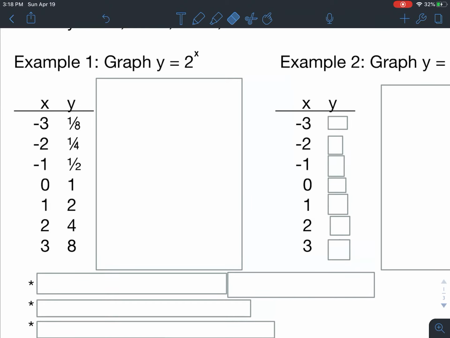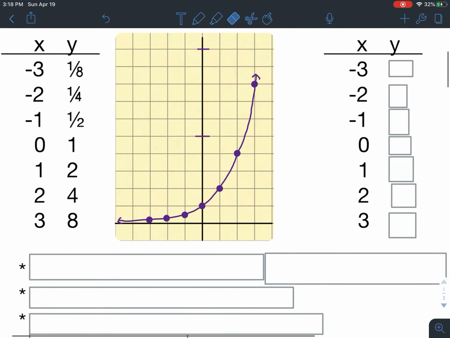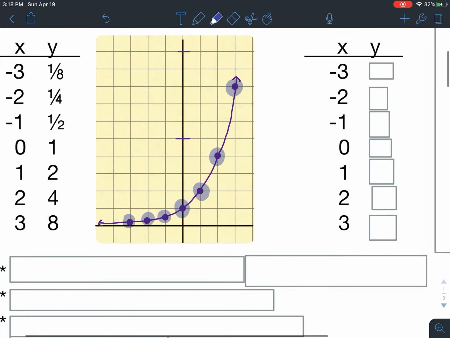Okay, so now we're just going to graph these. We're going to see what it looks like. So I'll give you a minute to get your points on here. But again, I would start with 0, 1, because that point's easy. And then 1, 2, 2, 4, 3, 8. And then, I mean, these are fractions, so you don't have to get too crazy. Just make them get smaller as you head toward the left. And then try to connect it with a smooth curve.